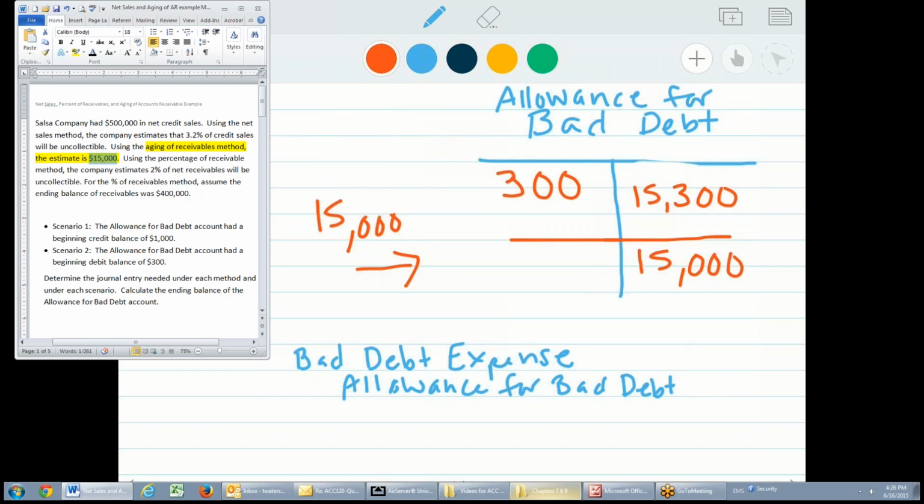What amount would we use in our journal entry? We would use the 15,300 to record for bad debt expense, and the credit, of course, is to the allowance account. So that's how we work with the aging of receivables method.